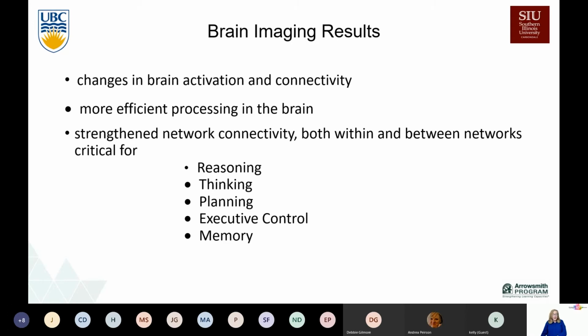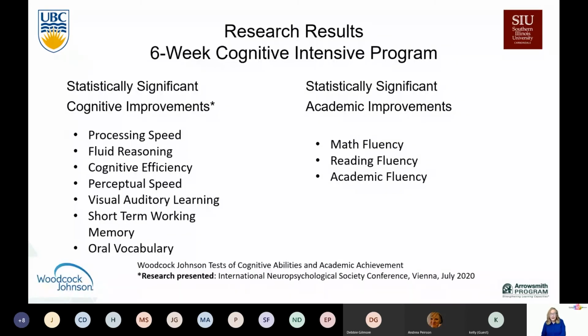And then what's happening as a result of those changes? This, again, is research on the 6-week cognitive intensive program, and this is the research that was presented last week at the conference in Vienna. It was done virtually. All the cognitive areas were reported on. So this is on the Woodcock-Johnson, which in North America is a standardized assessment battery that looks at both cognitive abilities and academic performance.